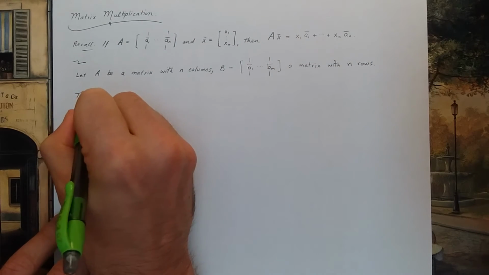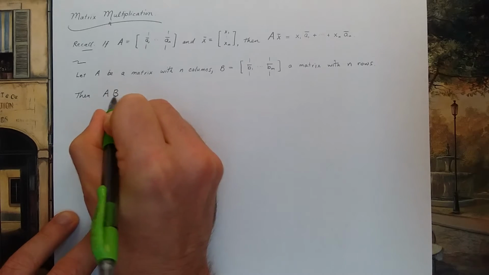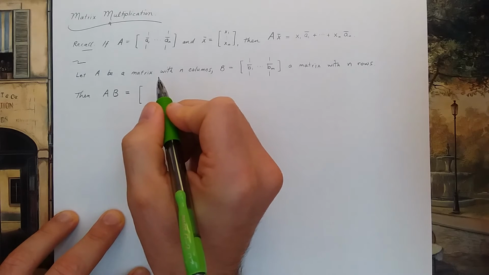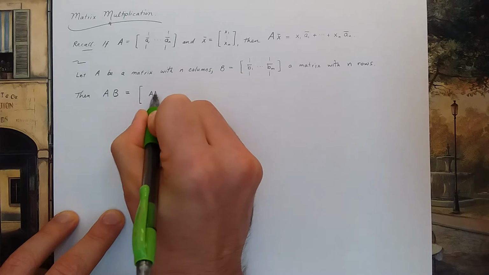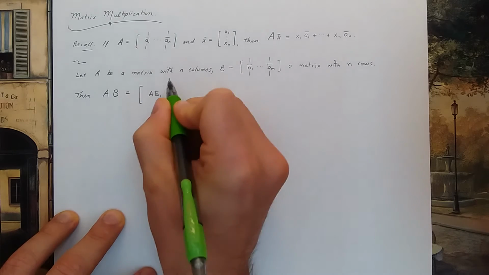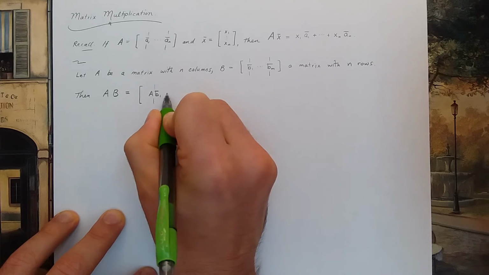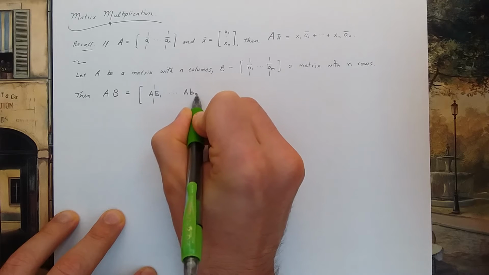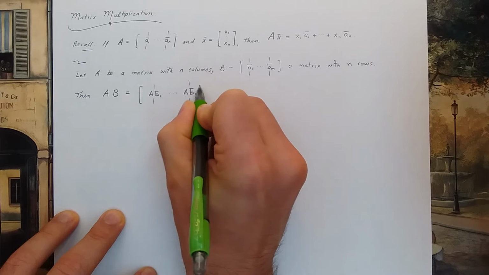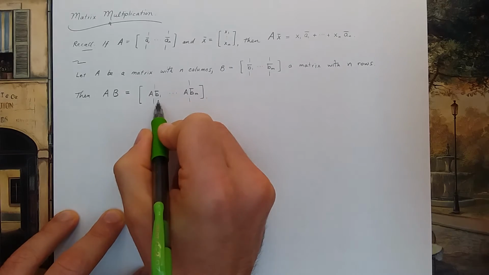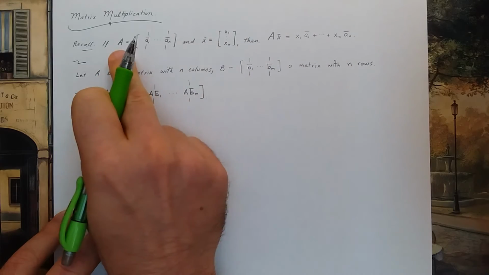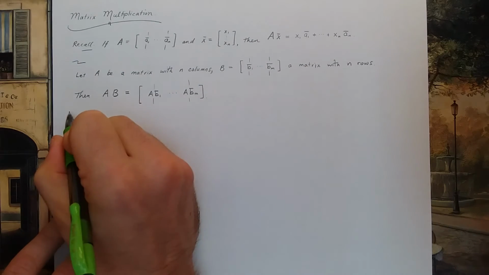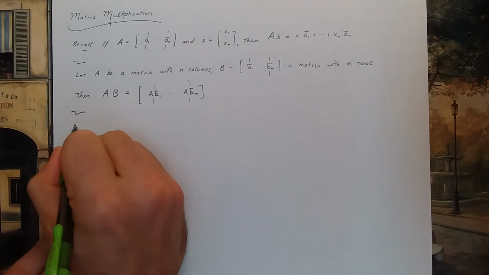Then we define A times B to be the new matrix that has columns AB1 all the way up to ABm. So the columns of the matrix are formed by doing this matrix times vector operation with the columns of B. So we have to see examples of this.